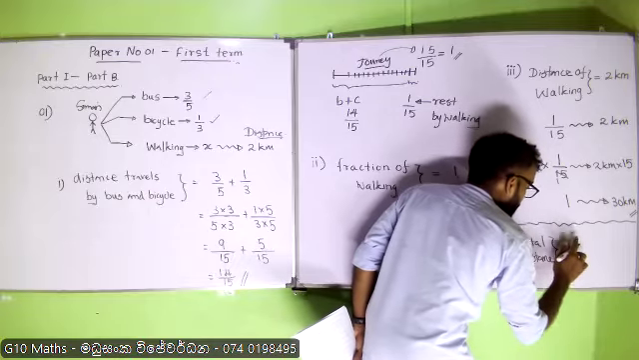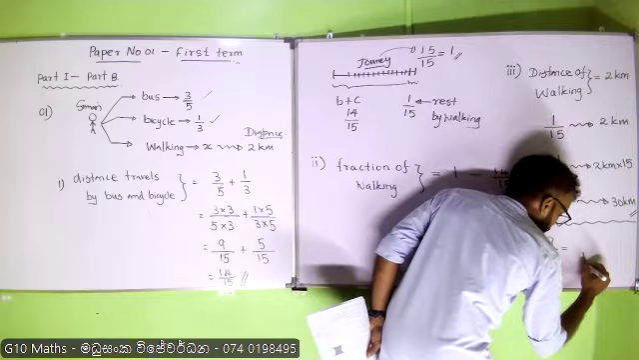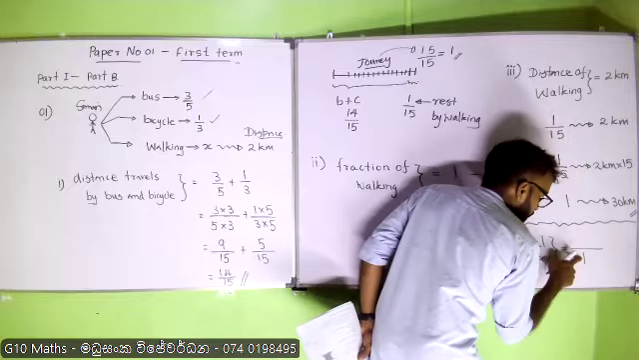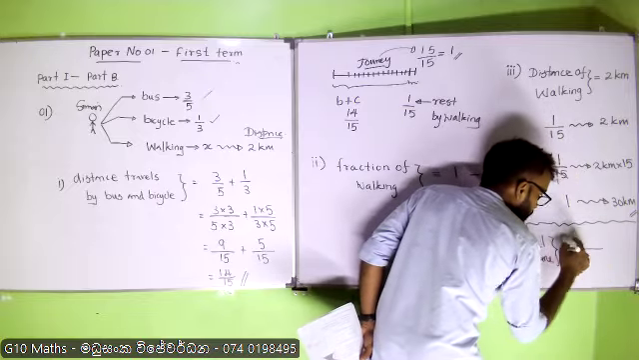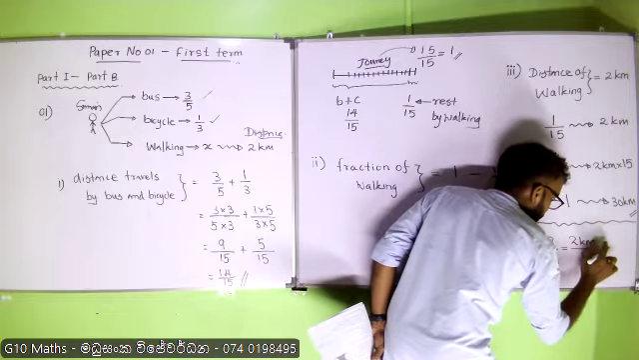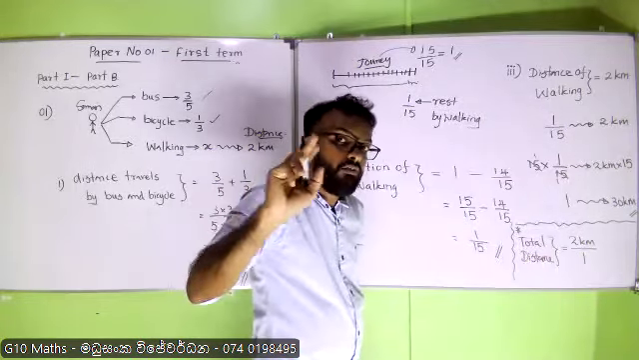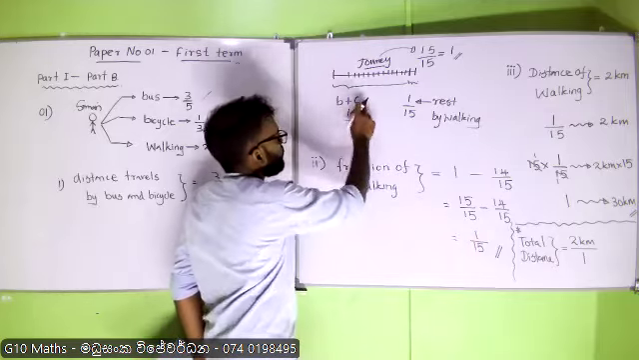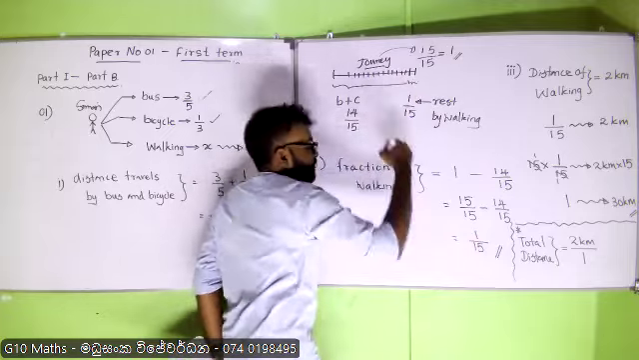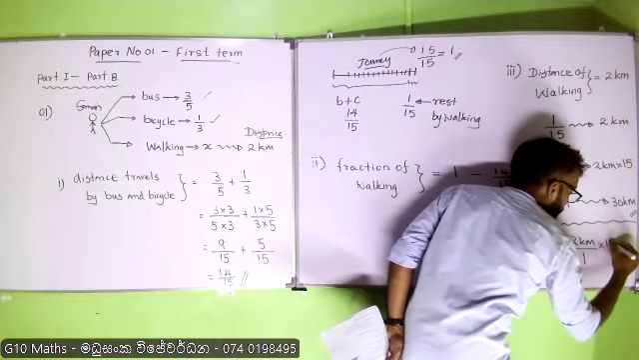Now think of this, Hemita. One part of the full journey refers to 2 kilometers. Right? Now for the full journey, how many parts are there? 15 parts. The full journey has been divided into 15 equal parts. So you need to find this value for 15 parts.